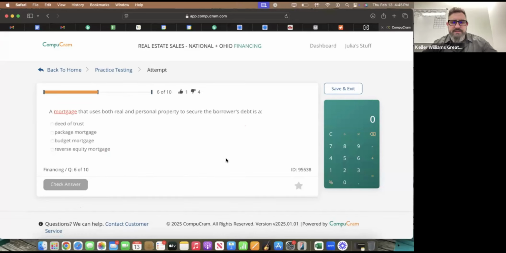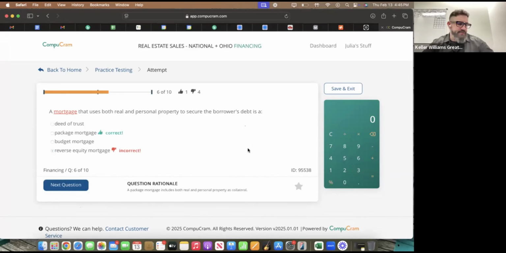Next question, a mortgage that uses both real and personal property to secure the borrower's debt is A, deed of trust, B, package mortgage, C, budget mortgage, or D, reverse equity mortgage. What do you think? Jamal says D. We'll try that one. Nope, it is package mortgage.